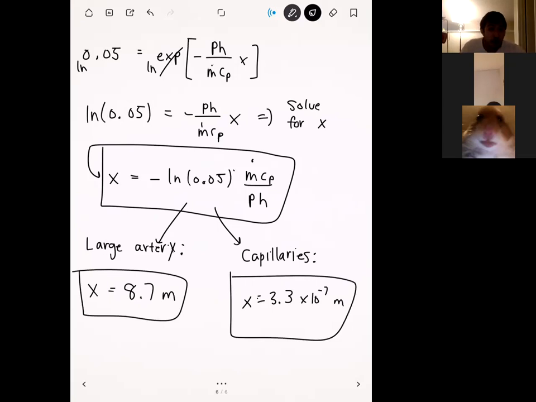And so you can see it takes your large arteries a lot longer. Basically, the way you can interpret this is that for the large arteries, it takes a lot more time and a lot more length in order to transfer heat to change the blood temperature, right? But for the capillaries, because there's so little blood that flows into the capillaries, it hardly takes any time at all for the blood temperature to go up.